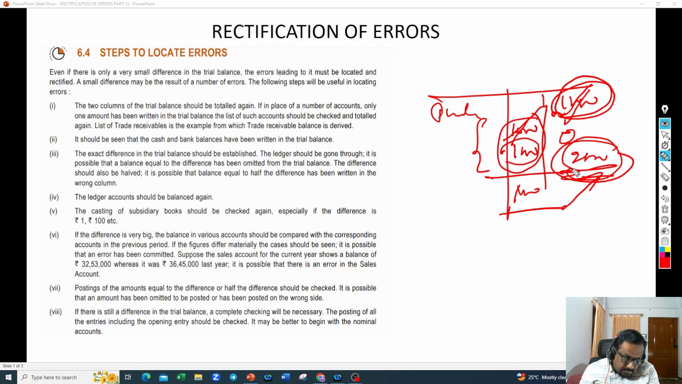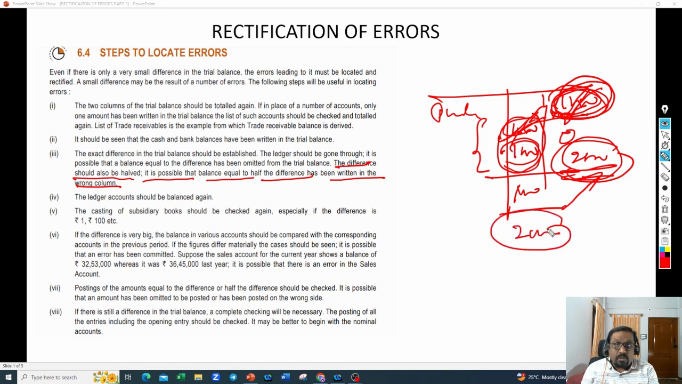So that is what they are trying to say. The difference should also be halved. It is possible that a balance equal to half the difference has been written in the wrong column. See, that is what I said. Instead of posting on the debit side, I posted 1,000 on the credit side. You are saying that this 1,000 is a mistake, but the difference will show 2,000. Because this 1,000 should come, then it will get knocked off, and another 1,000 should come. So it means the total difference is 2,000. So you are seeing a 2,000 difference. But what was the mistake that happened? The mistake was only 50% of this value.